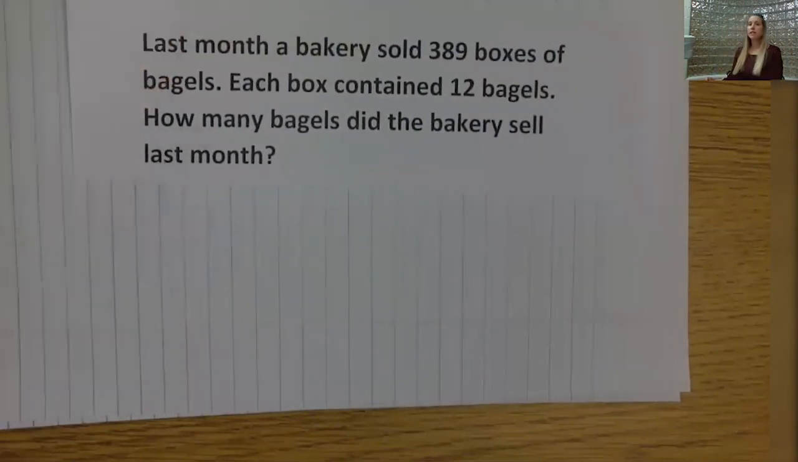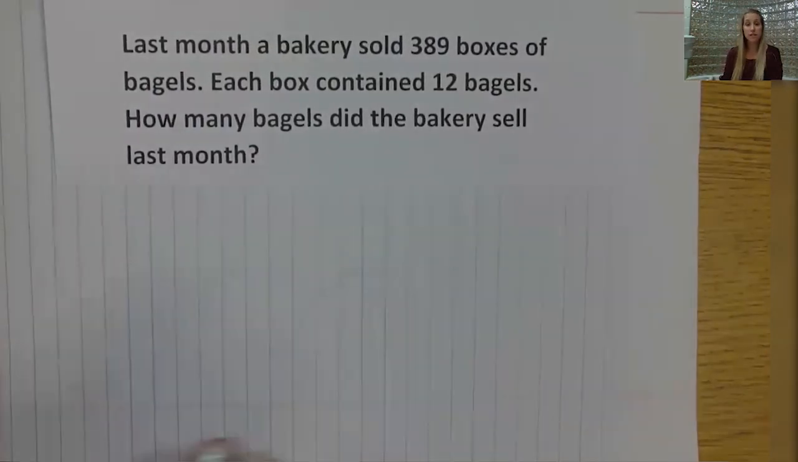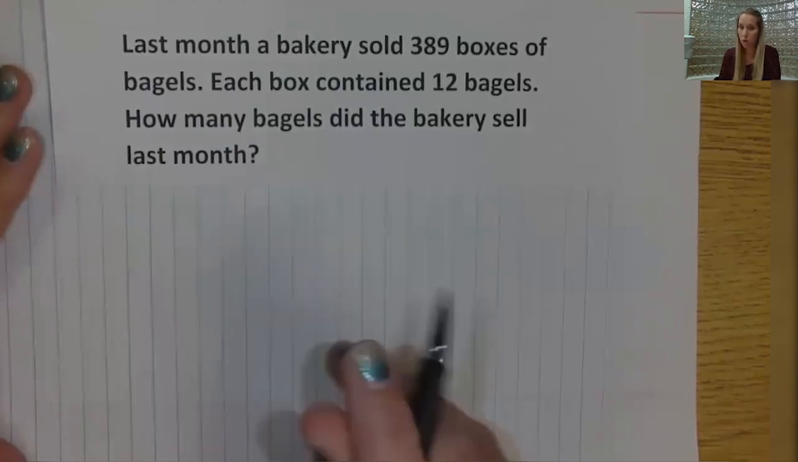Last month, the bakery sold 389 boxes of bagels. Each box contained 12 bagels. How many bagels did the bakery sell last month? Well, we could solve this problem by showing all the partial products or by using the standard algorithm. Let's use both and see how they are connected. But let's start by using partial products. Will you do this along with me? Are you ready? On your paper, write 389 times 12.